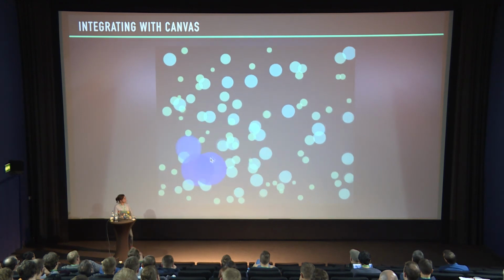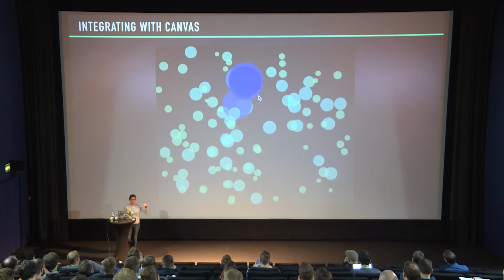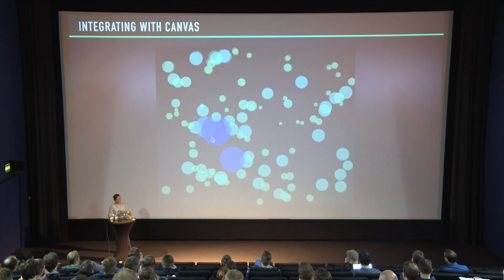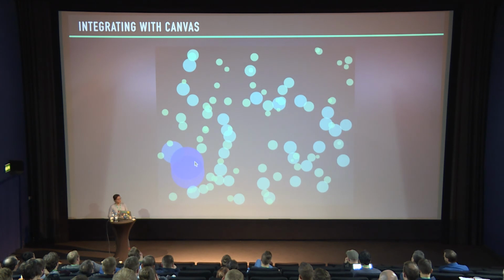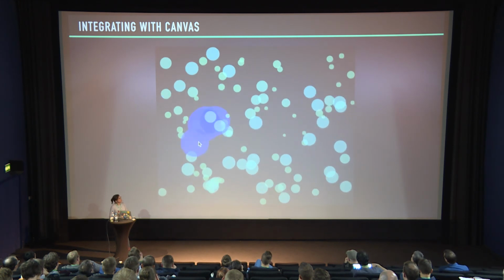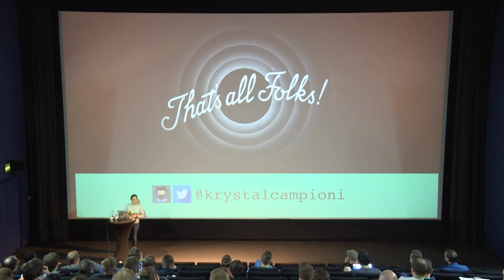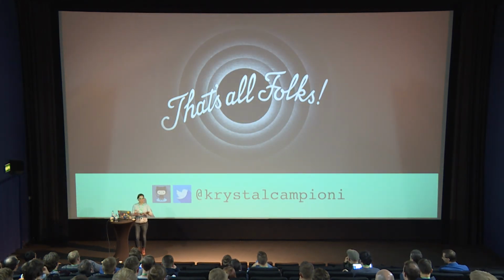So once again, we have a lot of bubbles, and they are bouncing off the edges of the screen. Once the bubbles are close to our mouse, we are changing their size and their color. And that's it, I guess. That's it. So do you have any questions before clapping?